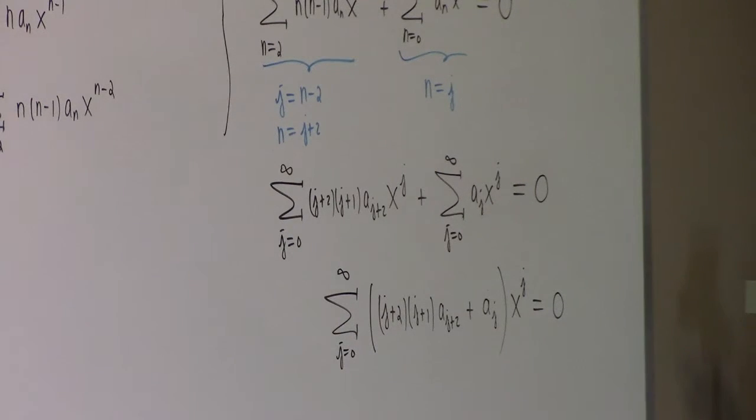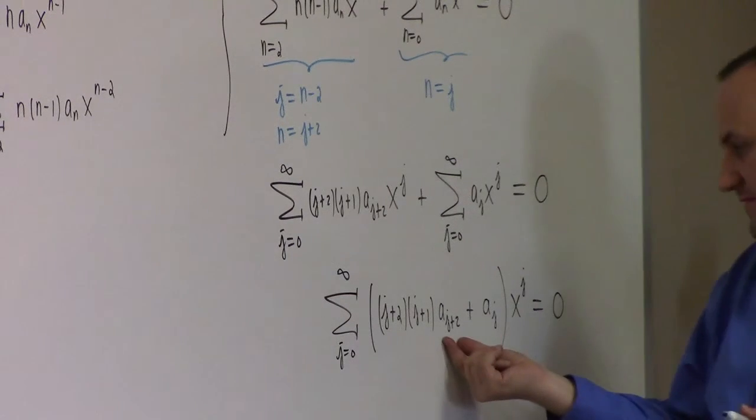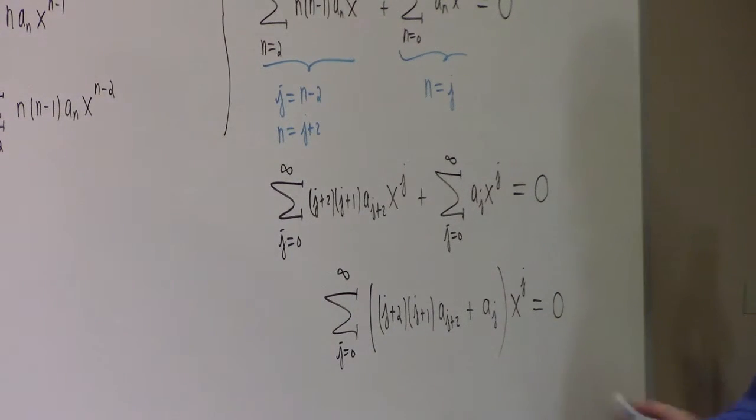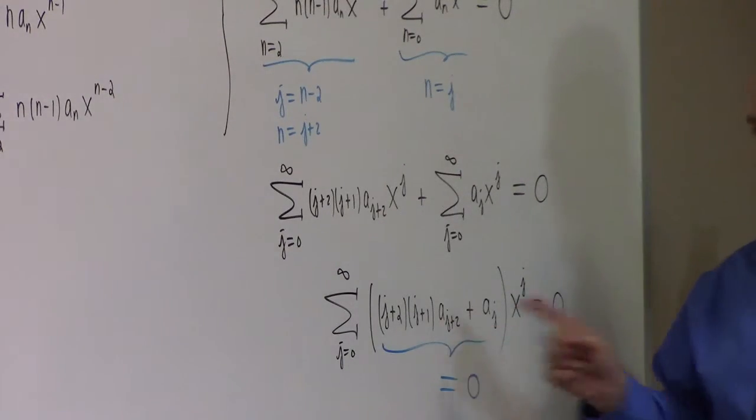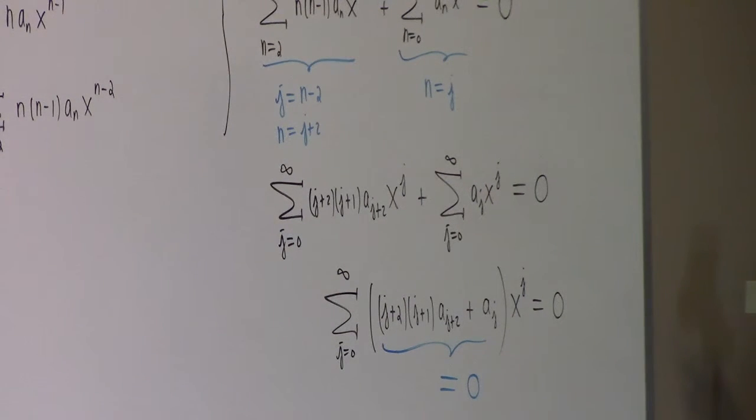Right, so what do we find? We can solve that for, say, a sub j plus 2. A sub j plus 2 is equal to what? Minus 1 over j plus 2 times j plus 1, right? Do you guys agree? Does that make sense? This altogether has to be 0, right? So if that's the case, I can solve for a sub j plus 2, and I get minus this reciprocal times a sub j, right? Do you guys agree?